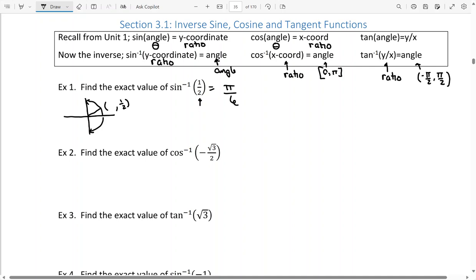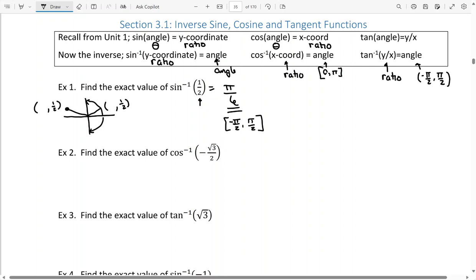We can't pick, for example, well, I know over here at 5 pi over 6, I have a positive 1/2 as well, but the thing is, the inverse function can't be in quadrant 2. It's got to be either in quadrant 1 or quadrant 4. That's it. This angle that you give me has to be between negative pi over 2 and pi over 2.